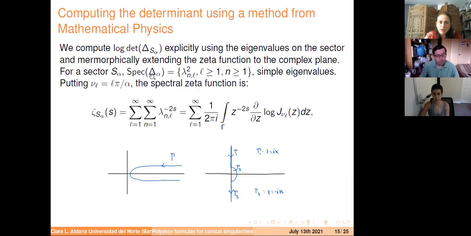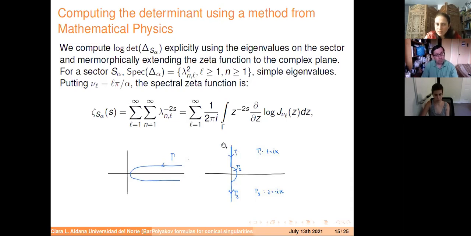So here we have the sector, and then we have the spectrum of the sector that I already mentioned, and then we write the spectral zeta function as this double series of the Bessel functions. And the idea here is we take these series of the Bessel function mu L with mu L pi over alpha, and we use Cauchy's formula to write it as this integral. So this integral over this contour gamma in the complex plane.